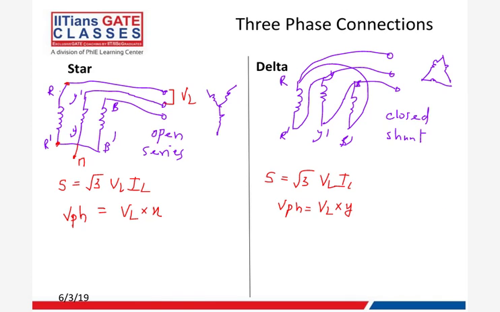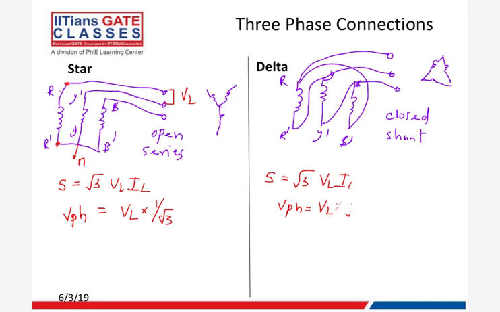Do we have an eraser over here? So x is basically VL into 1 by root 3. That is VL by root 3. And here y is 1. Right. So V phase is equal to V line.